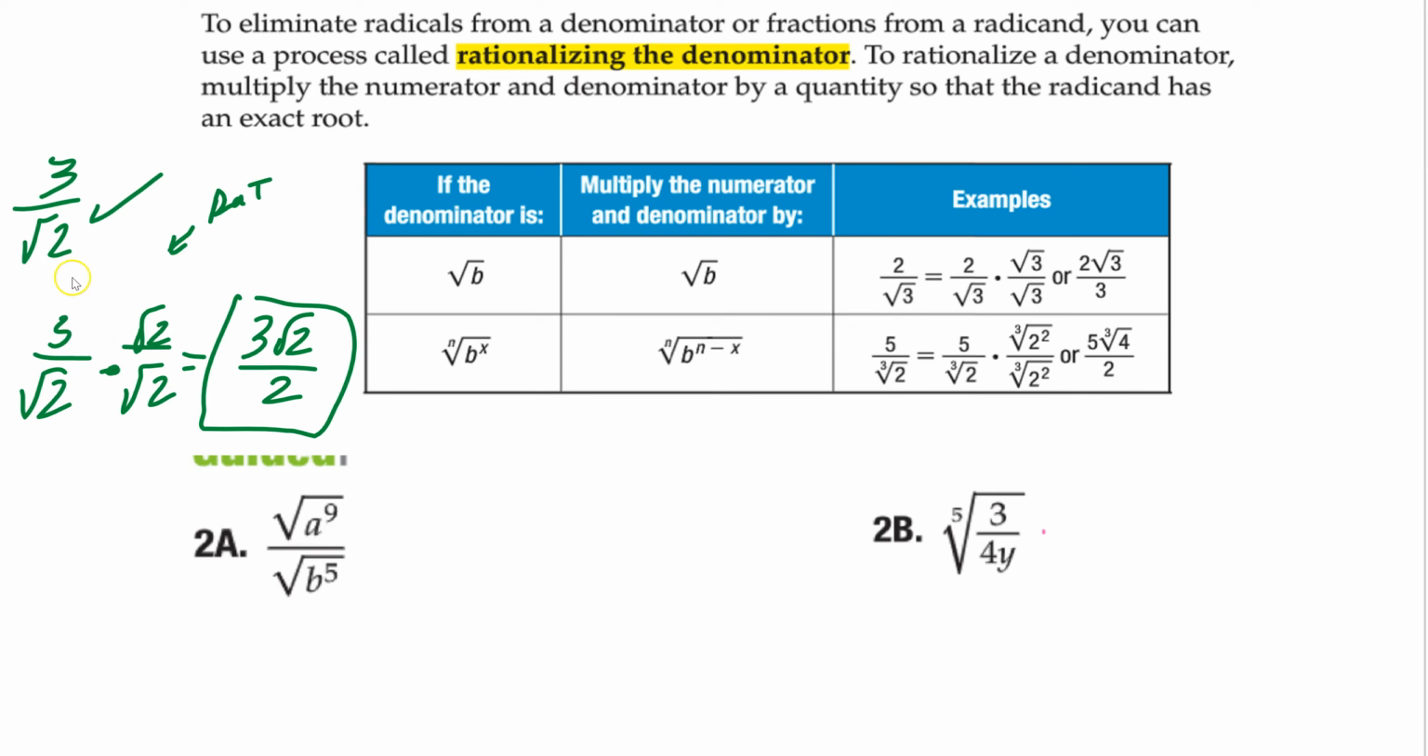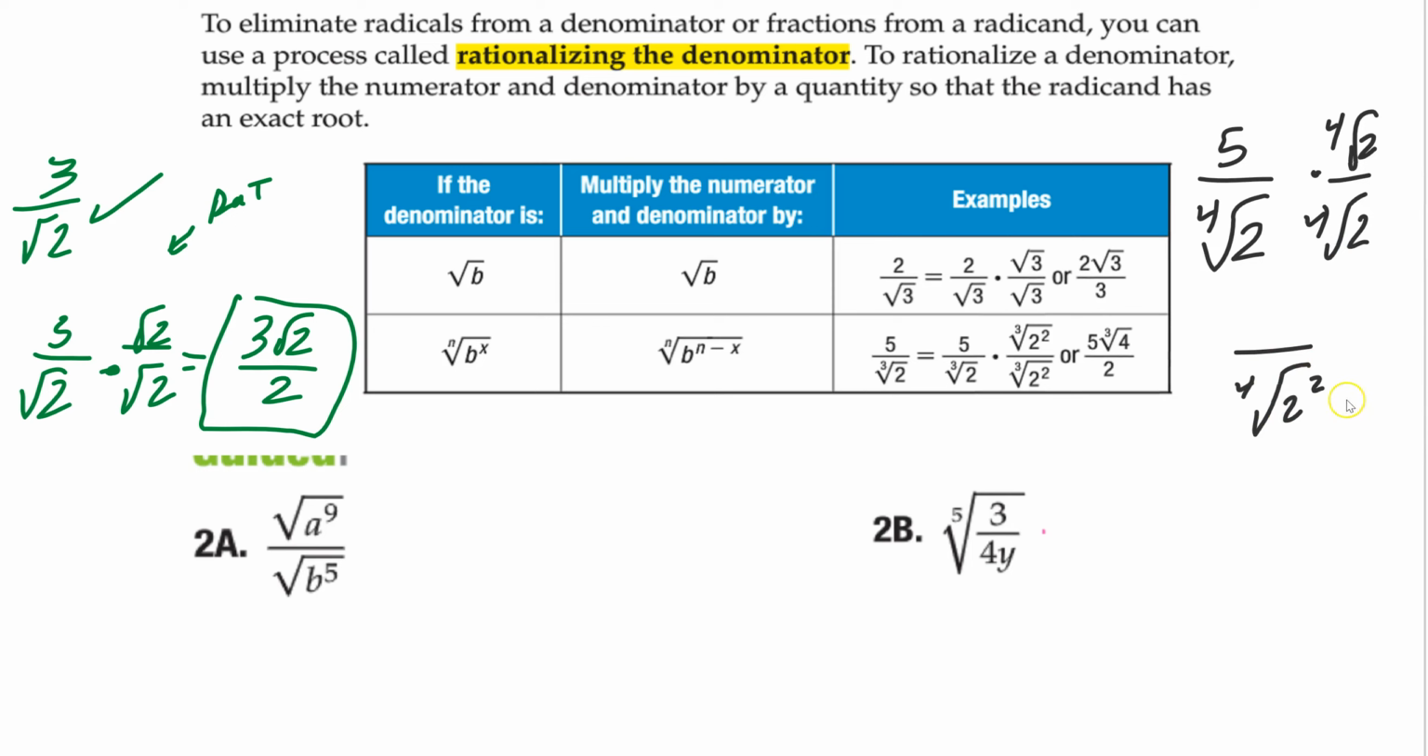There's one issue though. The issue is, what if I give you this, over, let's say, the 4th root of 2? Well, if we multiply both top and bottom by the denominator, we're going to have a problem here. Look what happens on the bottom. On the bottom I get the 4th root of 2 squared. That doesn't simplify. So it's no good.